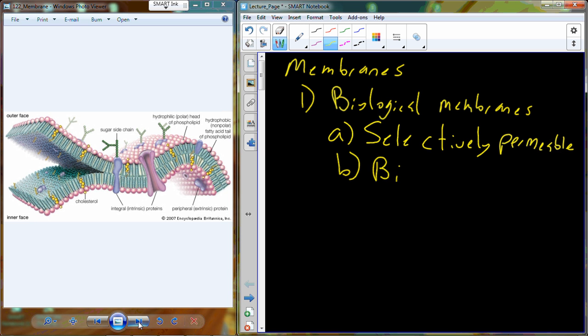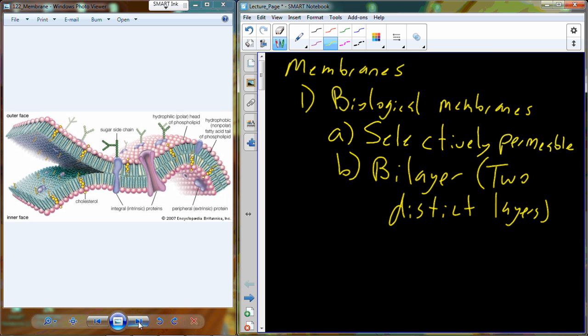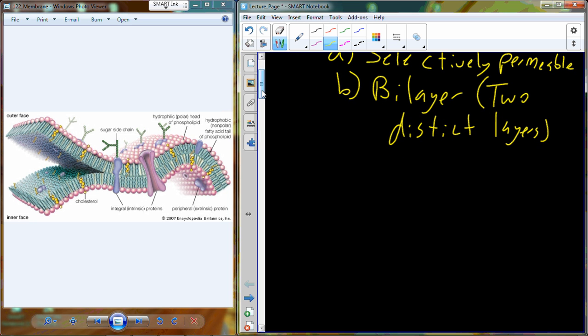It's a bilayer. Bilayer, you remember, means that there are two distinct defined layers. And this is all centered around phospholipid physiology, where we have a hydrophilic head that faces a watery environment and the hydrophobic tails that face each other, to keep the tails protected from that watery environment. This becomes a barrier that has an inside and an outside boundary. The inside boundary is what abuts the intracellular fluid. The outside boundary abuts the extracellular fluid.